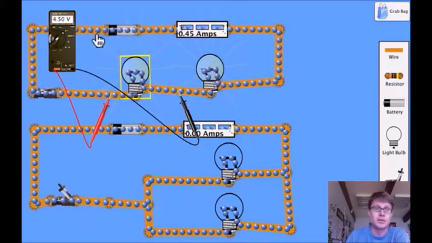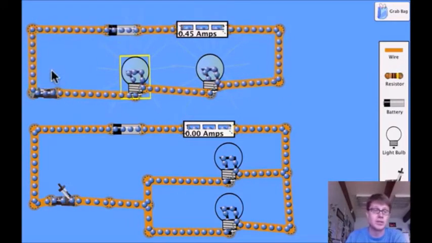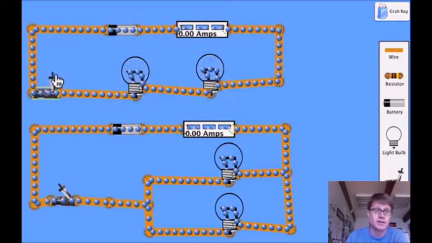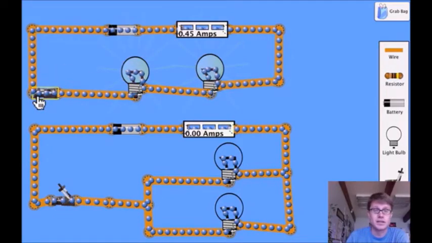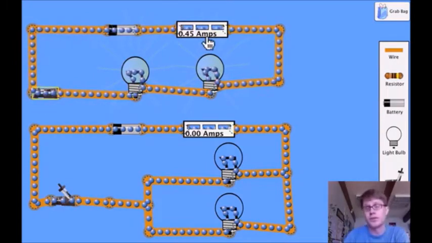So we have 9 volts, and then we have 0 volts when we get to the other side. So let's get rid of that voltmeter, and let me turn this one off. And so let's return that for a second, to get a sense of how much light we're getting from these two light bulbs. And we have 0.45 amps.